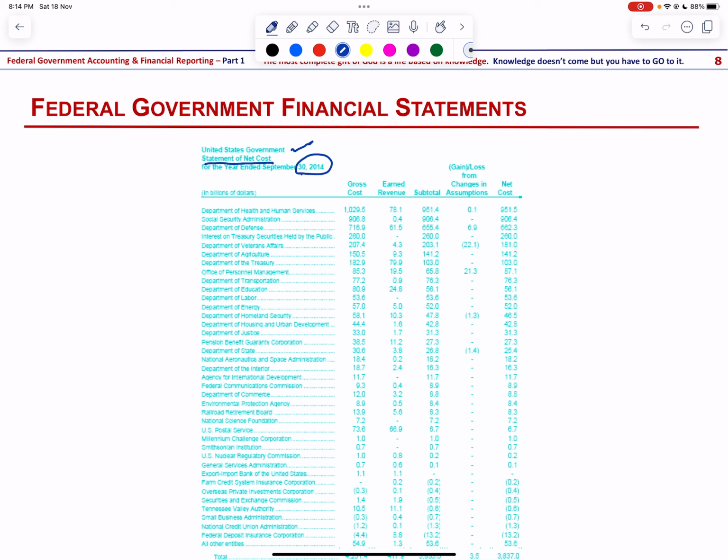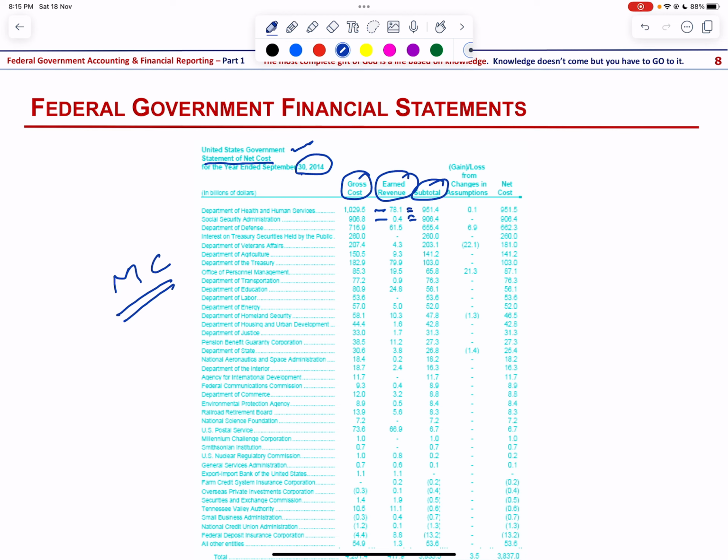Now, these statements are prepared in accordance with GAAP as per the FASAB guidelines. Expenses are generally recognized when incurred, while tax revenues are recognized on a modified cash basis. The statement of net cost first records the gross cost, then the earned revenue, and then we have the subtotal. And subtotal is the gross cost minus the earned revenue.